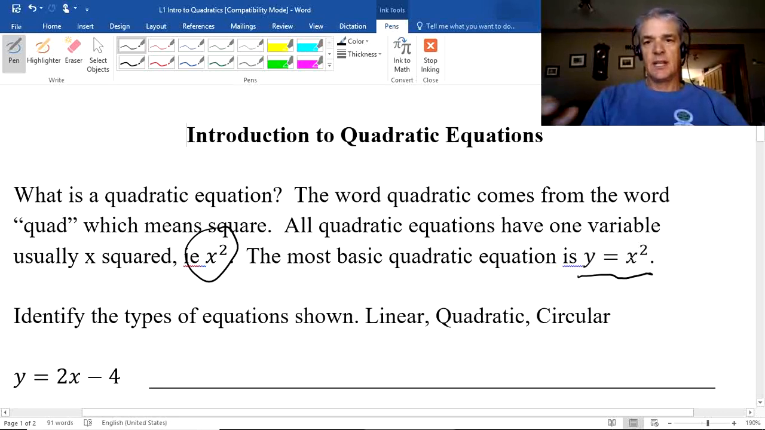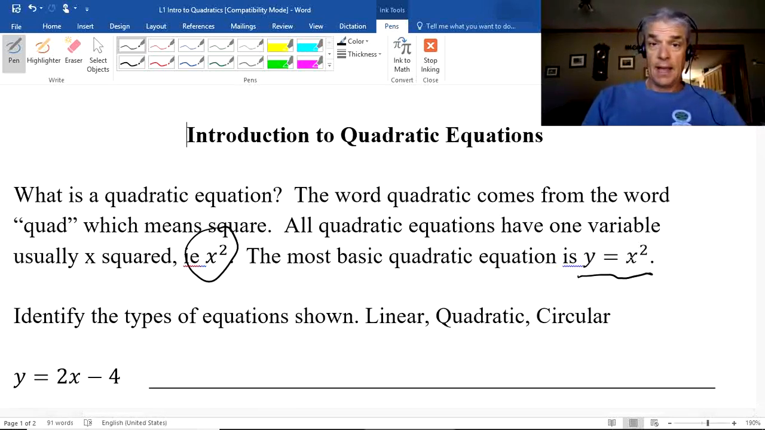I just like to identify some things, how they look, so that if you look at an equation, you should be able to determine whether it is quadratic, or whether it's linear, or whether it's actually circular. So I'm going to give you three different types, and we'll go through some examples here and see how you do.